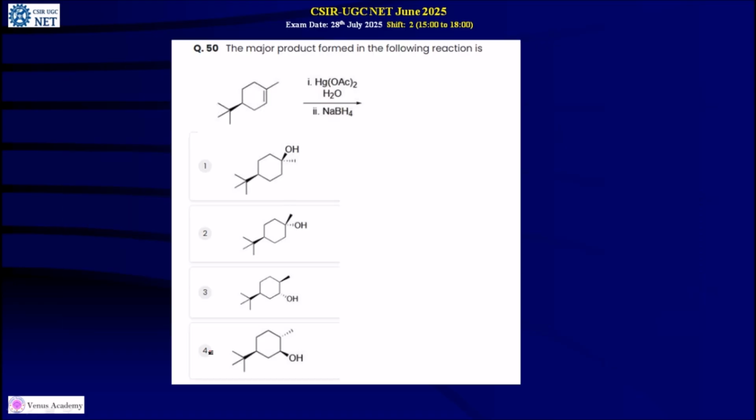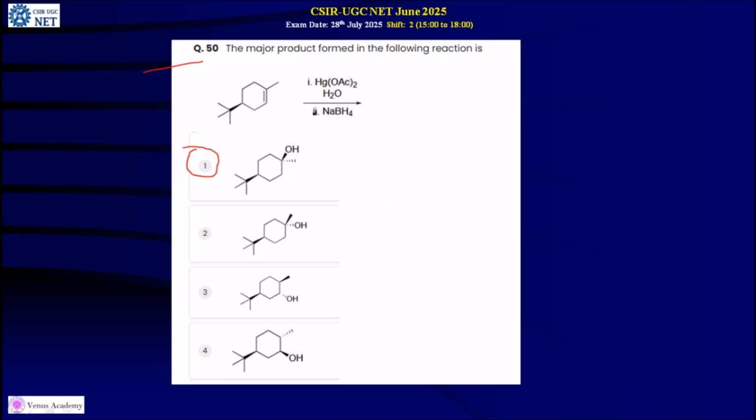Next, question number 50. The major product formed in the following reaction is mercury acetate followed by sodium borate. What is going to form? Yes, it is going to give product 1, that is option 1 is the correct option, students.